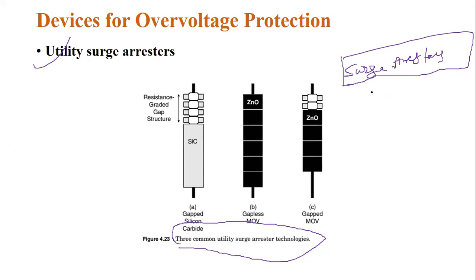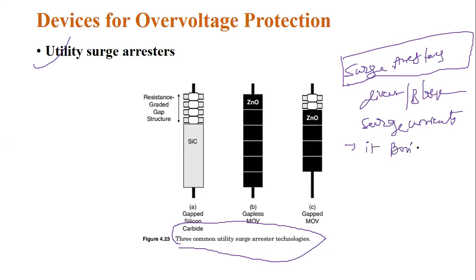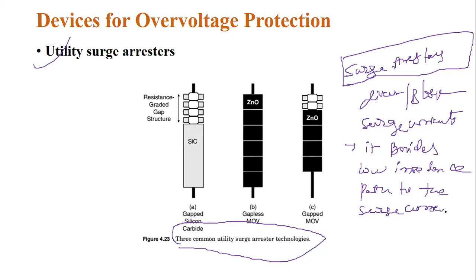What is the main function of the surge arrestor? It can divert or block surge currents. It provides a low impedance path to the surge currents. You understand? It can provide some low impedance paths to the surge currents.